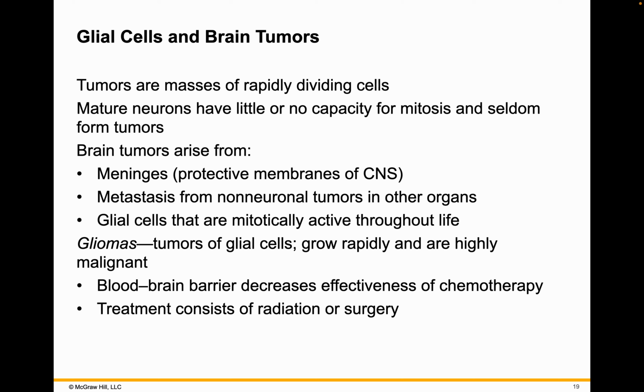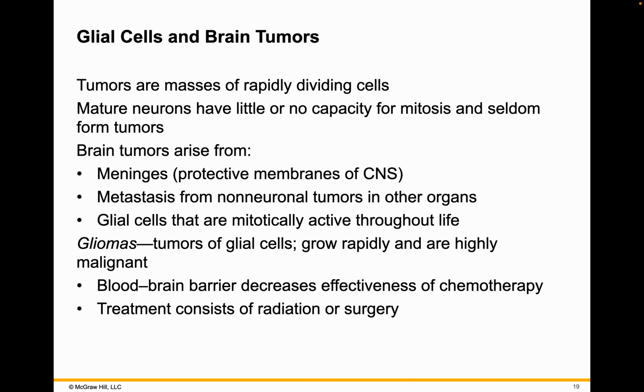Most brain tumors are actually glial cell tumors. Mature neurons really can't divide, so they seldom develop into tumors. But brain tumors can arise from the meninges, the protective membranes of the central nervous system. They could also metastasize from non-neuronal tumors in other organs, or they may be glial cells.